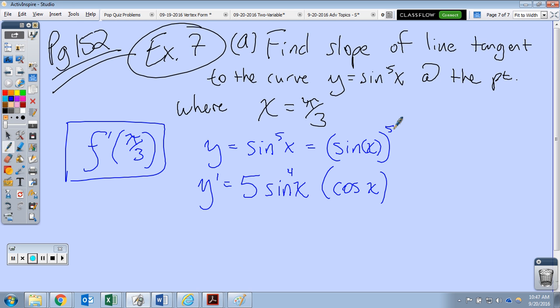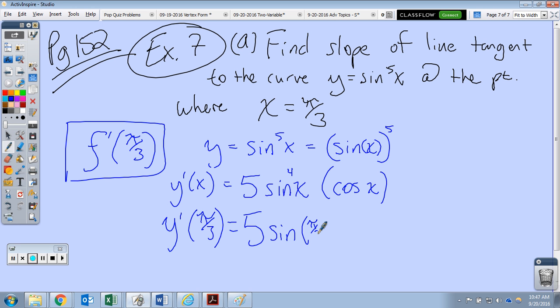Okay, so this is y prime of x, to be more specific, so we see the connection here. So this is y prime of x, and so we want to find y prime of pi over 3, which would be equal to 5 times the sine of pi over 3 to the 4th power times the cosine of pi over 3.